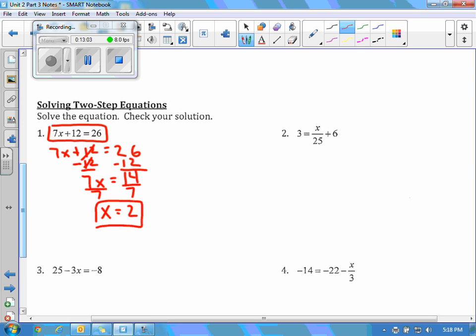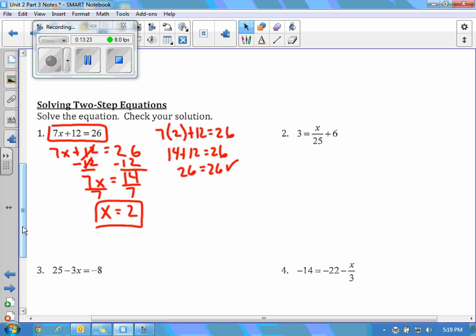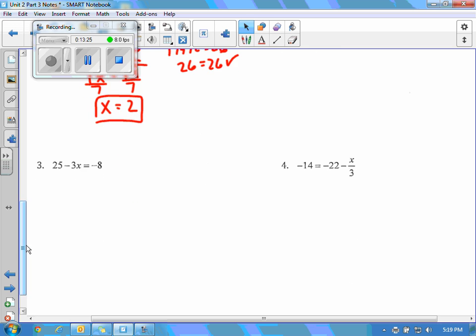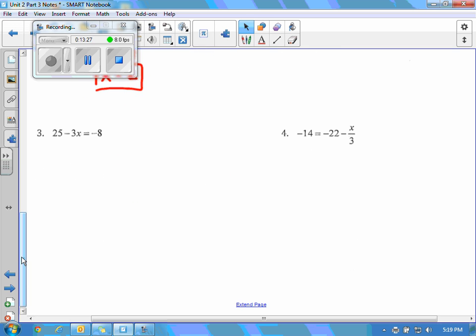Now again, it asks to check your solution, so I'm going to rewrite the original equation, but I'm going to plug in 2 for x. So 7 times 2 is 14, plus 12 equals 26. 14 plus 12 is 26. So I know that I'm right there. I'm going to let you guys do 2 and 3. I'm going to scroll down and do number 4 to show you an example of a little bit harder one.